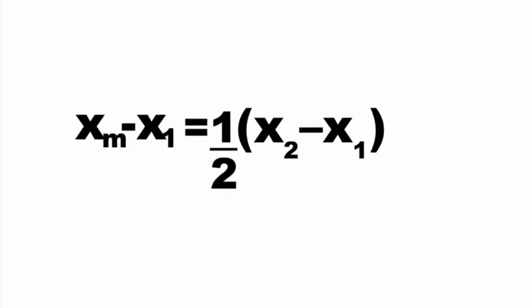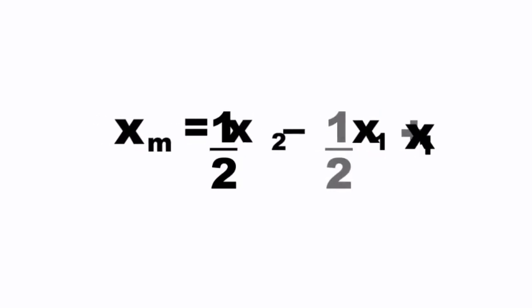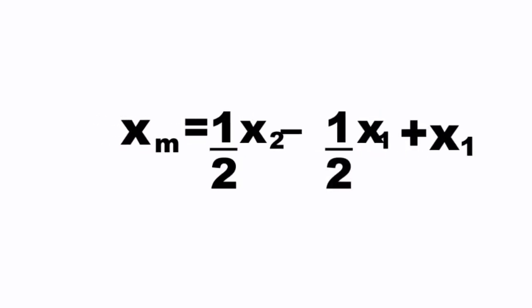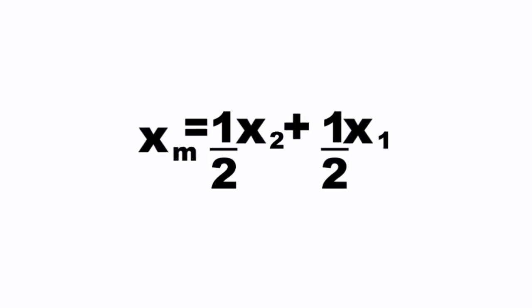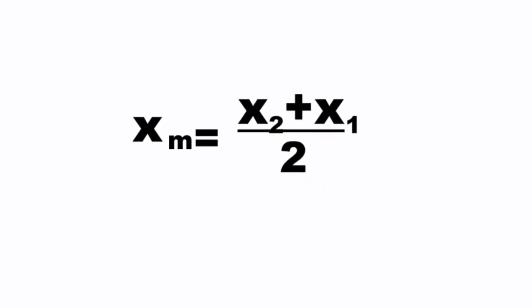Using the distributive property and transposing x sub 1 on the left side to the right side, we have x sub m is equal to 1/2 x sub 2 minus 1/2 x sub 1 plus x sub 1. Combining minus 1/2 x sub 1 plus x sub 1 is plus 1/2 x sub 1. We can add now similar fractions. So x sub m is equal to x sub 2 plus x sub 1 divided by 2.